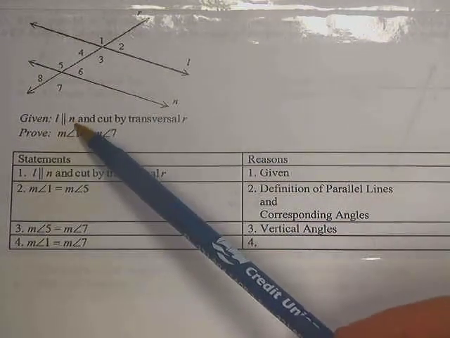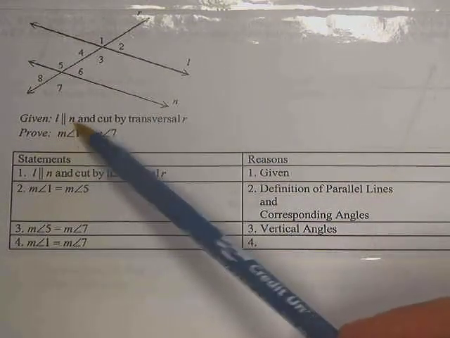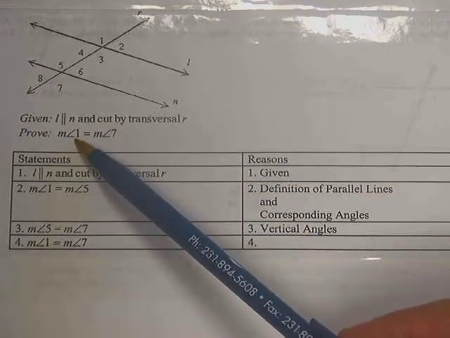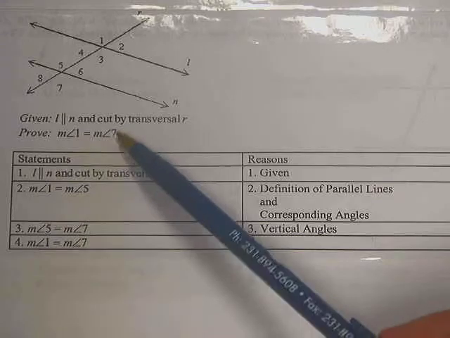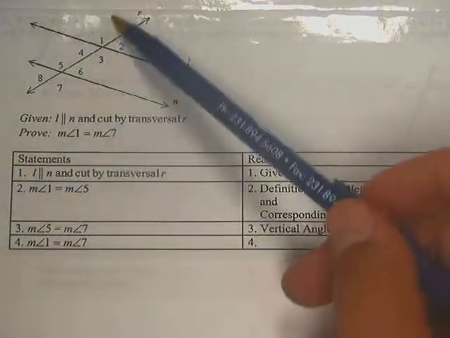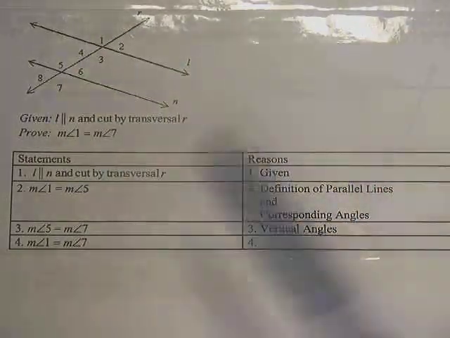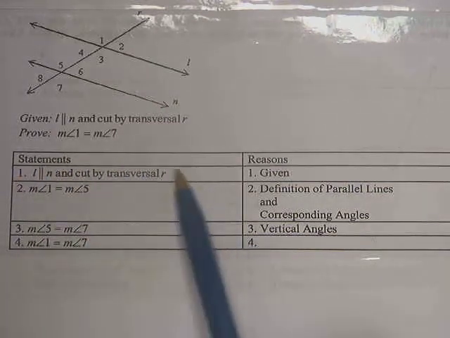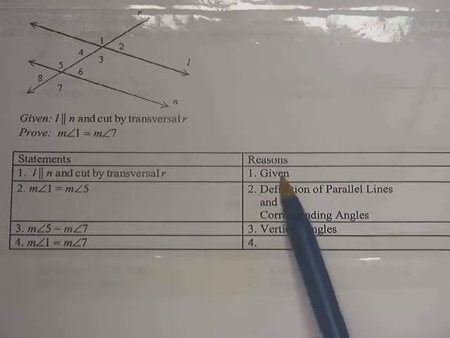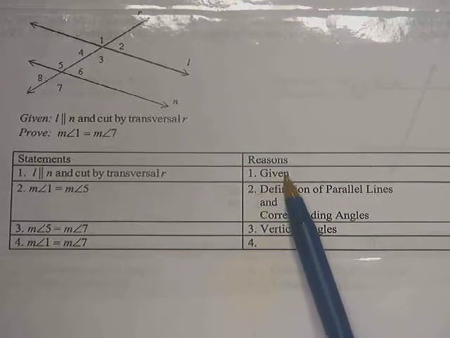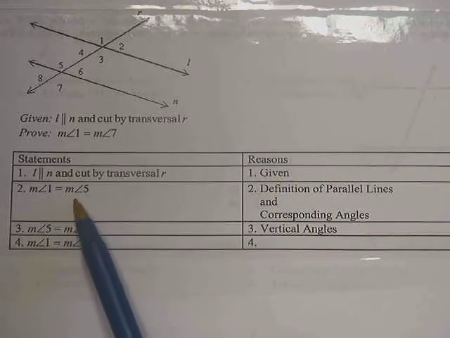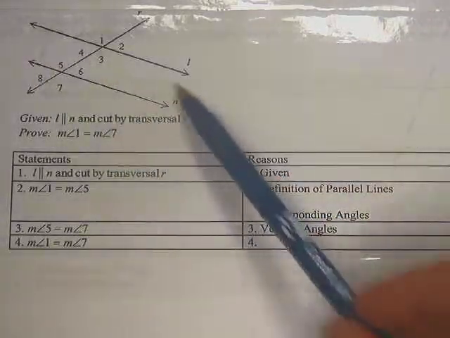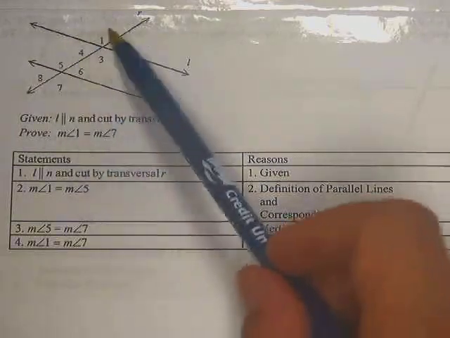All right, I'm assuming you finished writing it down already, so we'll go on. So now up here for this diagram, you could see this is a transversal. There are two lines here, and it says L is parallel to N. That's what that means. L is parallel to N and cut by transversal R. We want to prove angle 1, measure of angle 1 equals measure of angle 7. Those are alternate exterior angles, right? So the first thing we do is write down the given statement. L is parallel to N and cut by transversal R.